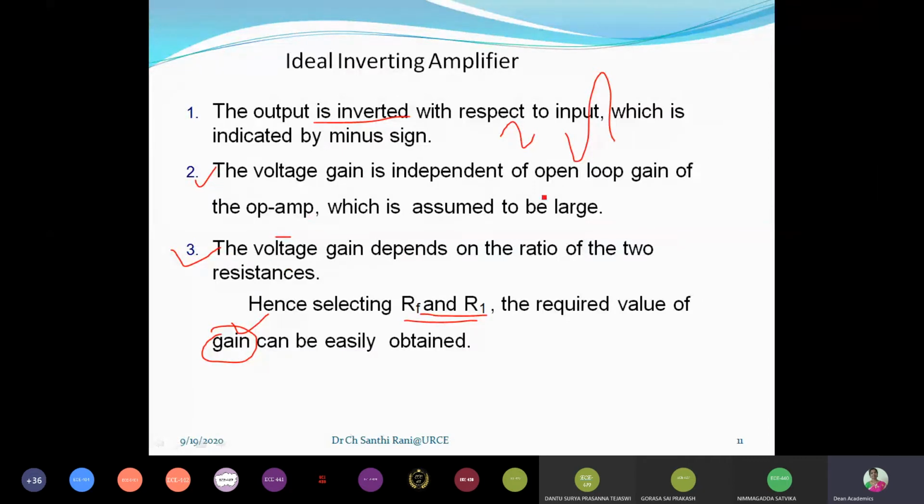That means closed loop voltage gain doesn't depend on open loop voltage gain. We know that open loop voltage gain is in the order of 2 lakhs. So it is very, very high, and practically that much high voltage gain is not required for us. So we say that the voltage gain for closed loop configuration is independent of open loop voltage gain, and it is the ratio of RF by R1.